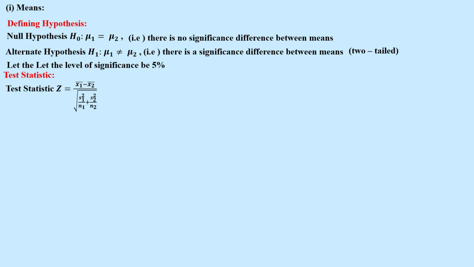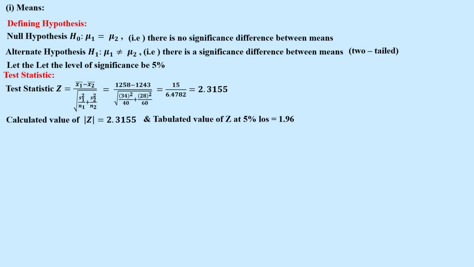So the test statistic is equal to (x1 bar minus x2 bar) divided by the root of s1 square by n1 plus s2 square by n2, that is equal to 1258 minus 1243 divided by the root of 34 square by 40 plus 28 square by 60. So you will get 2.3155. So the calculated value is 2.3155, tabulated value 1.96. So conclusion, the calculated value is greater than the tabulated value. Therefore, H0 is rejected, H1 is accepted. So there is a significant difference, right?